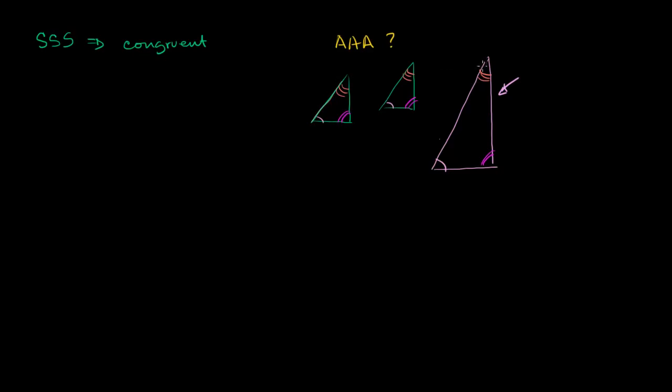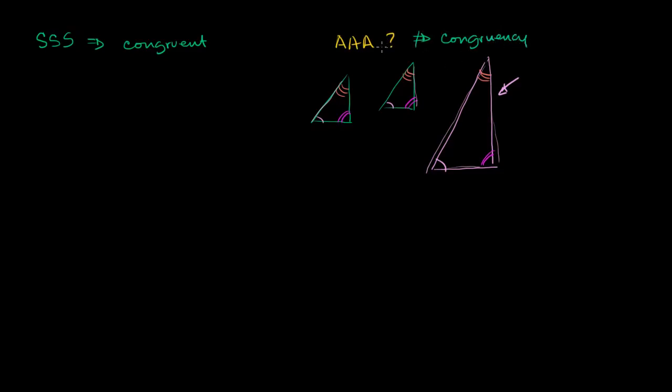This side is much shorter than this side right over here. This side is much shorter than that side over there. And this side is much shorter over here. So with just angle, angle, angle, you cannot say that a triangle has the same size and shape. It does have the same shape, but not the same size. So this does not imply congruency. So angle, angle, angle does not imply congruency.